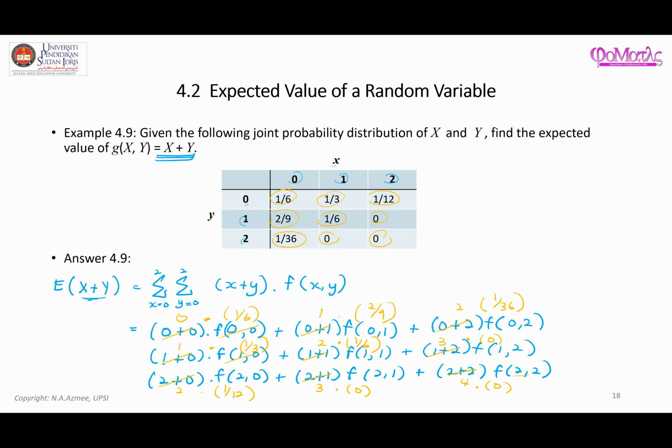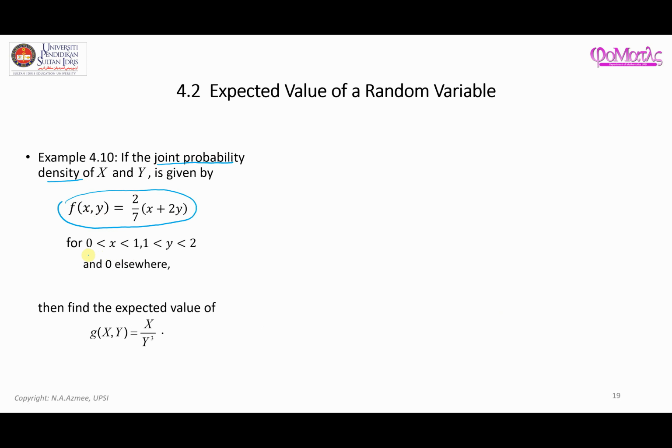Here is an example of a continuous case where you have the joint probability density for x and y. You can see that the limits are given from 0 to 1 for x, and 1 to 2 for y. Then you are asked to find the expected value of this function here, x over y cubed.